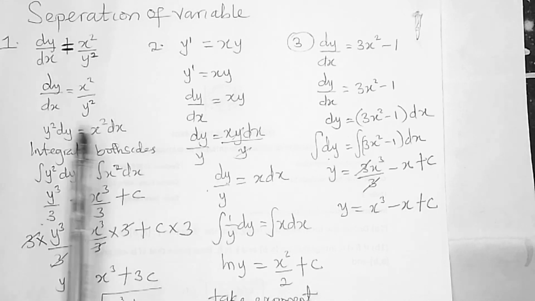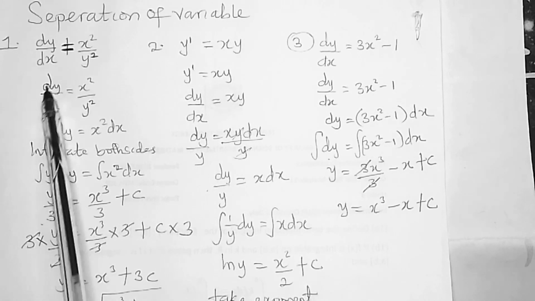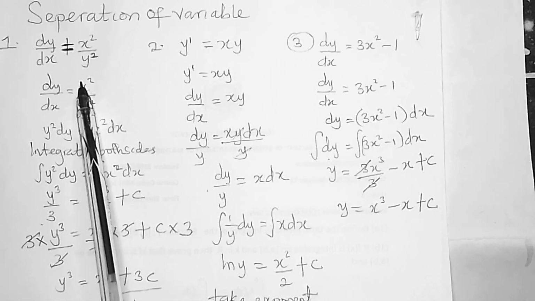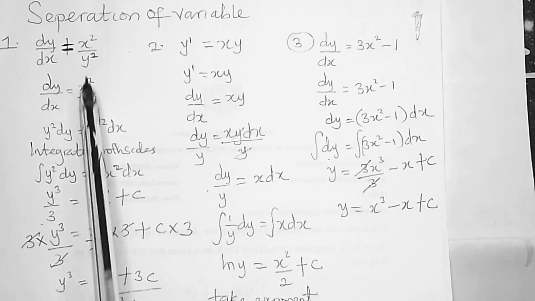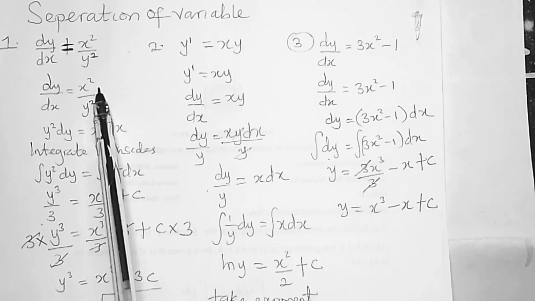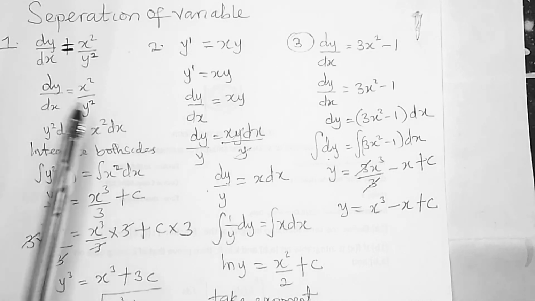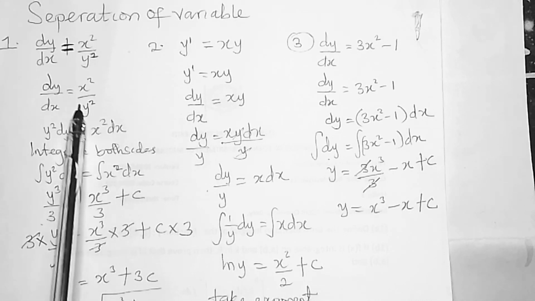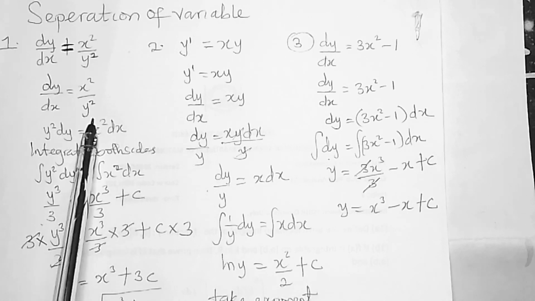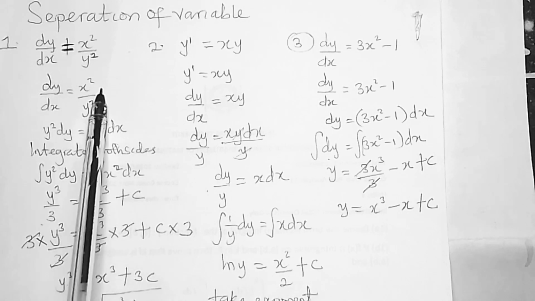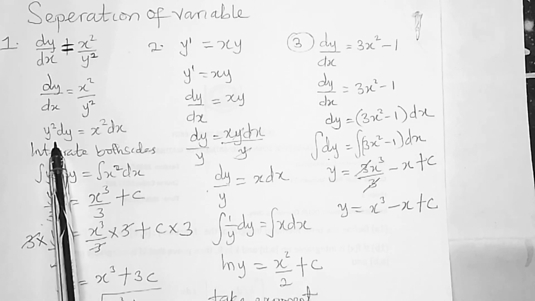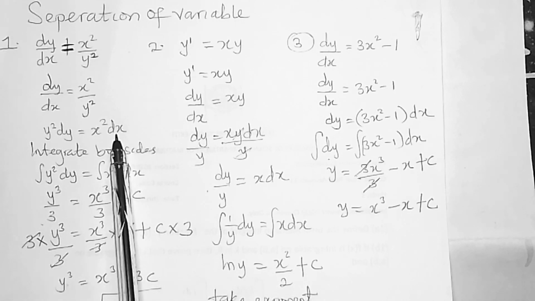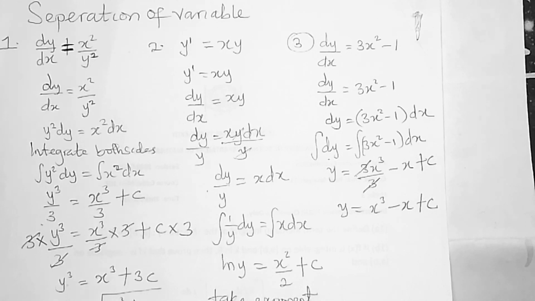Now look at the first example. We have dy/dx equals x squared over y squared. This is still our question. Now cross multiply. If you cross multiply, you are going to have dy multiplied by y squared, and dx multiplied by x squared. So that's what you have here. Now you can see that y is standing alone and x is standing alone. You have been able to separate them now.